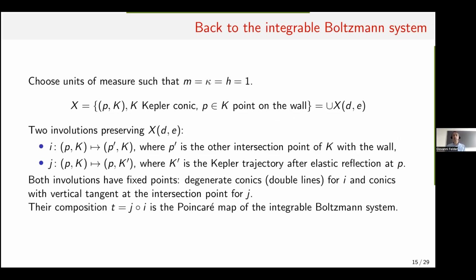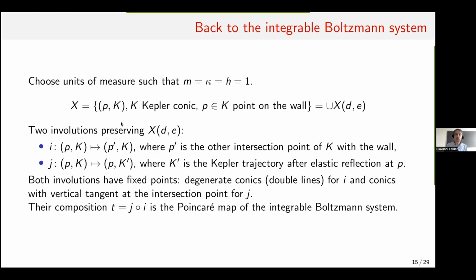Okay, so let's go back to the integrable Boltzmann system. What I would like to convey is that this Boltzmann system is basically the same story. The same arguments apply to this Boltzmann billiard. So let's try to imitate the construction. First there is a simplification. We can choose units of measure so that we don't have the parameters mass and Newton constant, and h was the distance between the center and the wall. Let's set them all equal to 1.